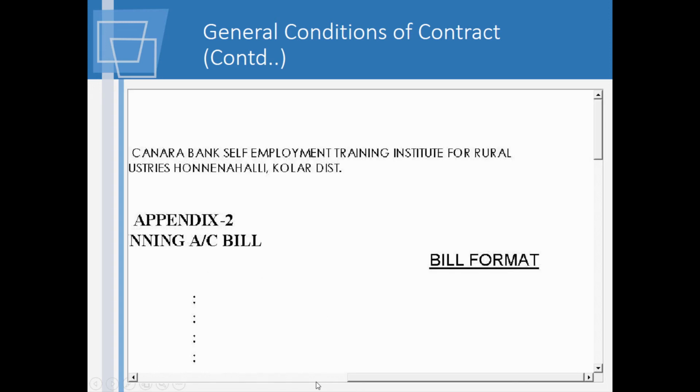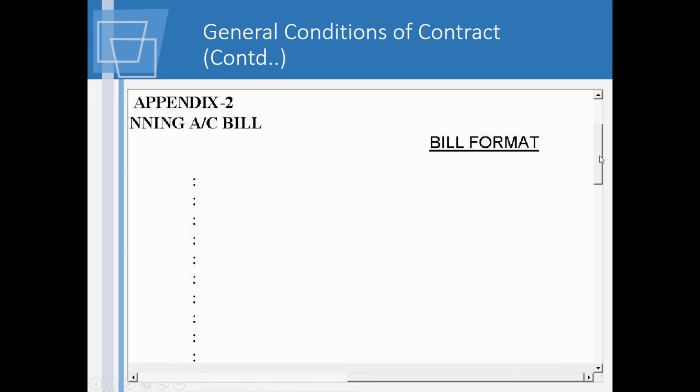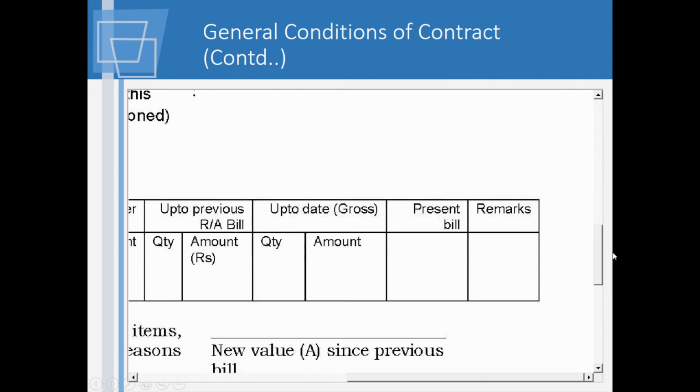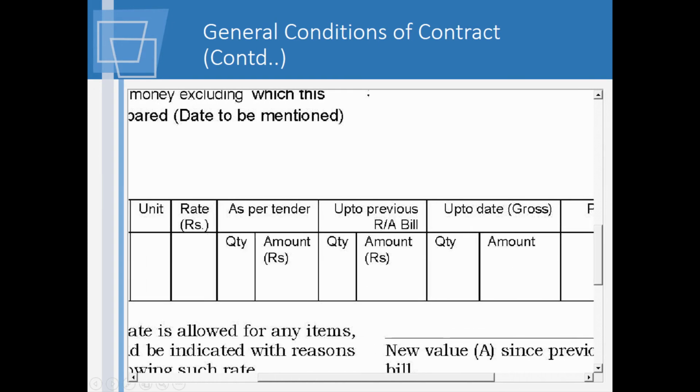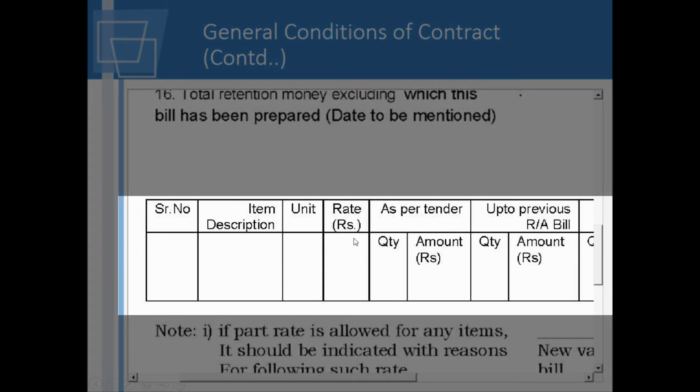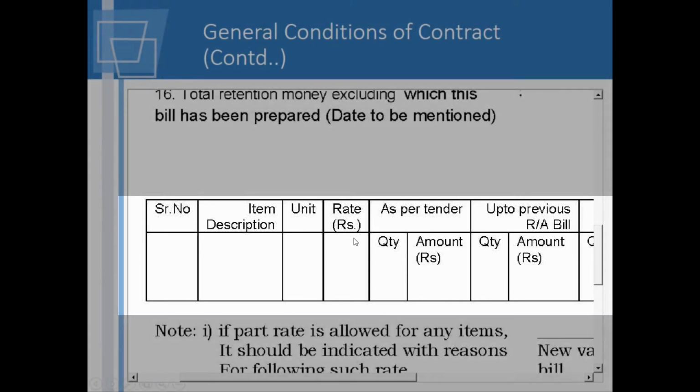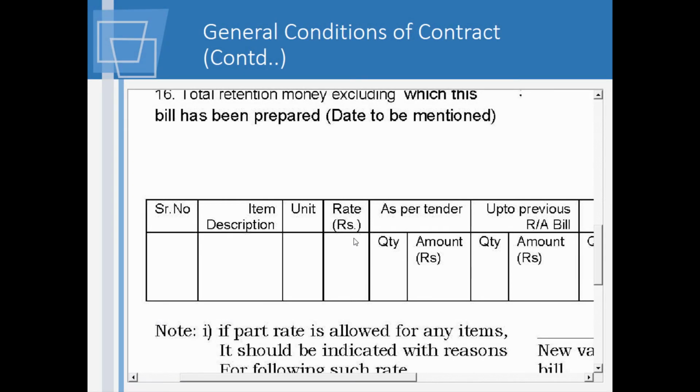Now specifically, I want you to have a look at this part. They always have, as per tender, what is the quantity. This is the allocated quantity of work. This is the item description. The unit is the unit of measurement. Rate is what the contractor has said he will execute the item at. And quantity as per tender.